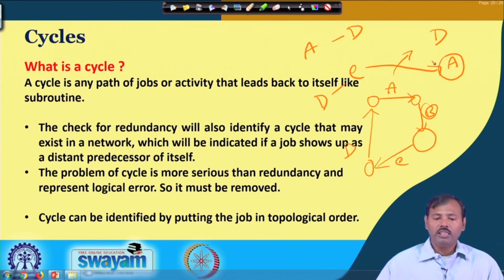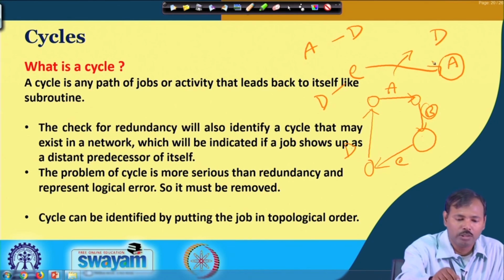So, in this type of case, the constructor of the network must be very careful to check whether any cycle is existing in the network path or not. If it is existing, then all the dependencies have to be redefined and the cycle must be removed prior to the analysis of the network.